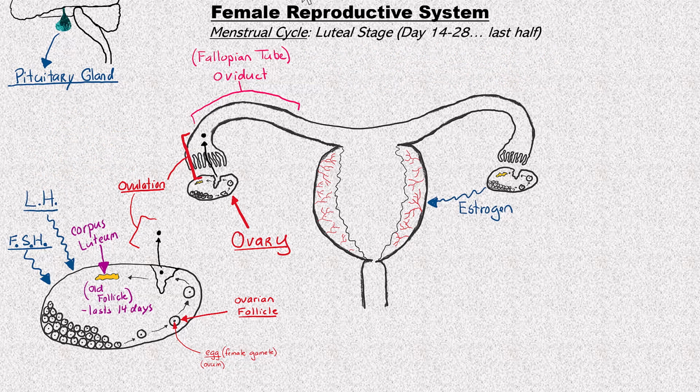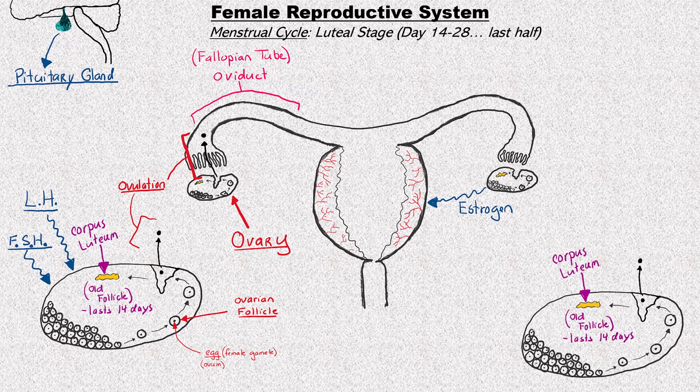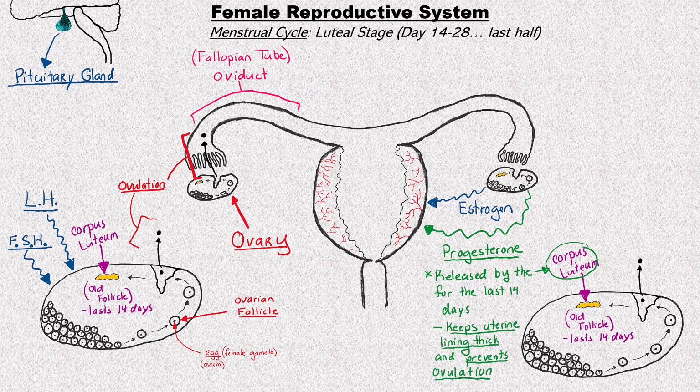On to the third stage, called the luteal stage after the corpus luteum. This stage is going to be wait and see. Is pregnancy going to happen? For that, we need to take a closer look at the ovary again and the corpus luteum, because the ovary is going to release a new hormone, a fourth hormone called progesterone. This hormone is going to be released by the corpus luteum for the last 14 days of this cycle. It will keep the uterus thick and vascularized, getting ready for a possible growth of the placenta and baby. And this will also prevent any future ovulation.